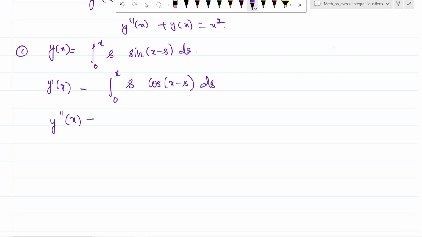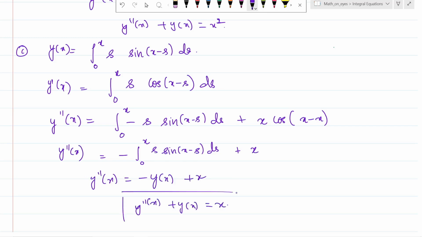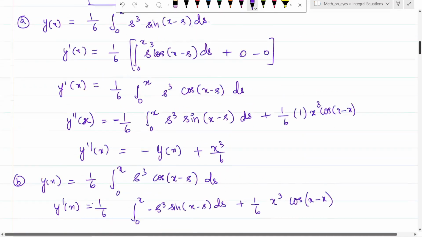And y double dash of x is equal to integral 0 to x, differentiation of cos will give you minus sine, so we have minus s into sine of x minus s into ds, and applying the upper limit, we have x into cos of x minus x, which is equal to minus integral 0 to x s into sine of x minus s into ds, plus x into cos 0, which is 1. So this is y double dash of x, and this part is y of x, so minus y of x plus x. So we get y double dash of x plus y of x is equal to x. This is what the required twice differentiated function is.